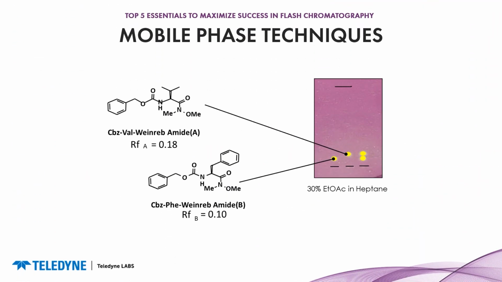Let's look at an example comparing these different mobile phase techniques. We'll look at two different amides, both amide A and amide B. The only real difference between the two amides is that amide B has this aromatic structure. And you can see how that aromatic structure affects its retention when we run a TLC plate in 30% ethyl acetate in heptane. And you can also see the retention factor below the amides' names.